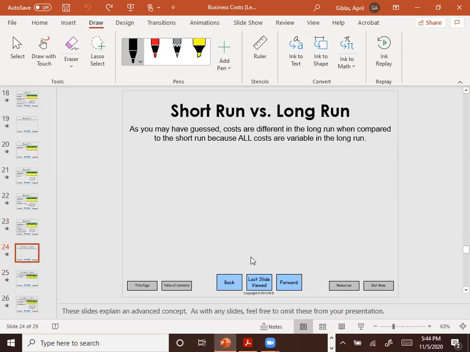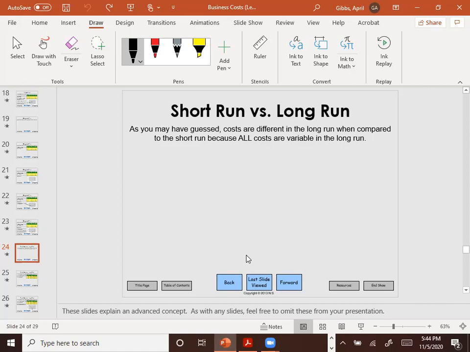We're back to the short run versus the long run. As you may have guessed, costs are different in the long run when compared to the short run because all costs are variable in the long run, because every year you sign a new rent agreement. So your rent might go up, it might decrease. Every year, possibly your utility bill will go up or your cell phone bill will change. So in the long run, over a longer period of time, your numbers are going to shift.